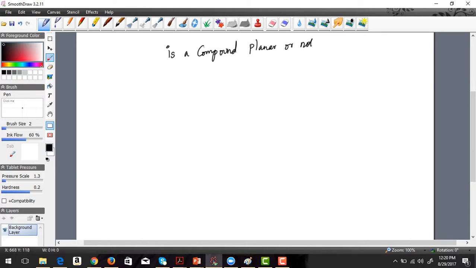What is planar? Say my computer screen is a perfectly flat screen, and if I put it on the floor, it sits on the plane of the floor, right? That's planar.